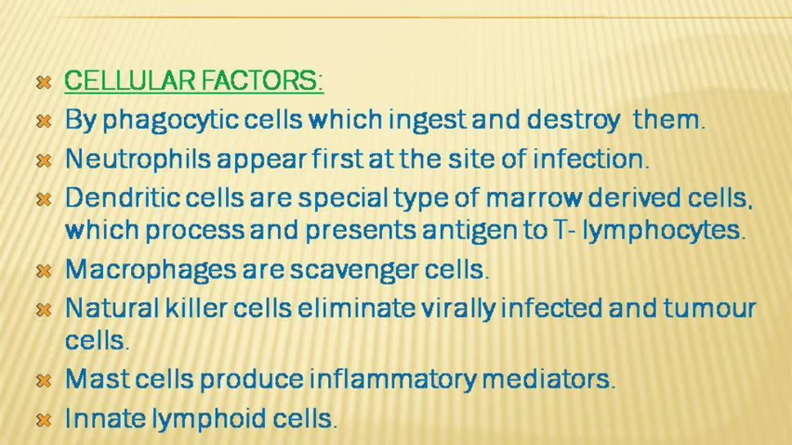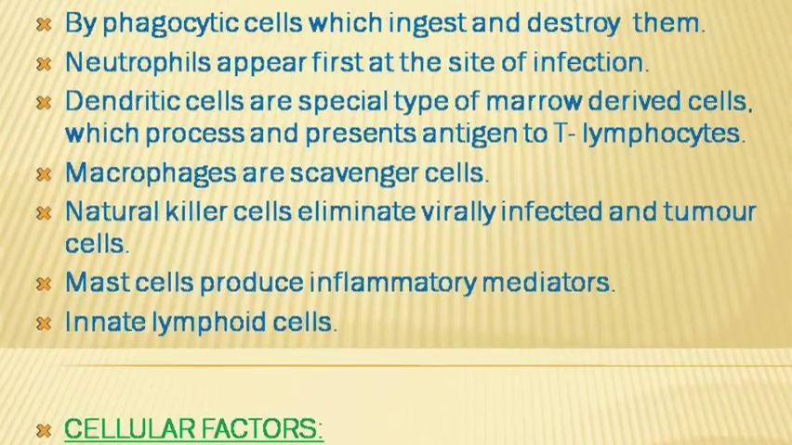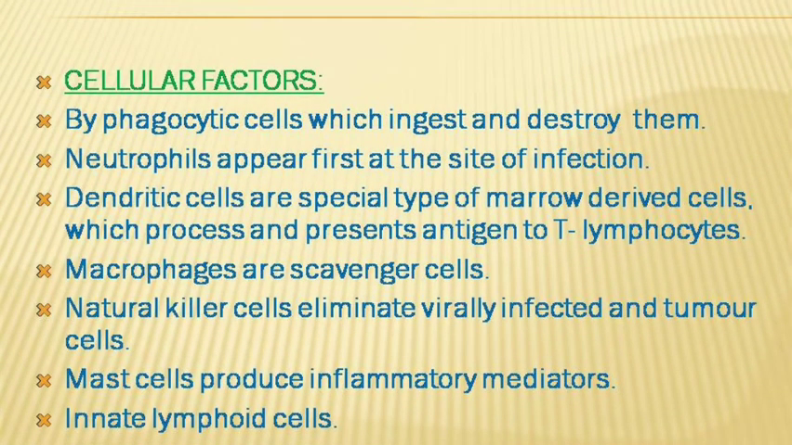Next are the cellular factors, the phagocytic cells which ingest and destroy pathogens. Neutrophils appear first at the site of infection. Dendritic cells are a special type of marrow-derived cells which process and present antigen to the T lymphocytes. Macrophages are scavenger cells. Natural killer cells eliminate virally infected and tumor cells. And the mast cells produce inflammatory mediators, along with innate lymphoid cells. So these all are the cellular factors which help in the mechanism of innate immunity.